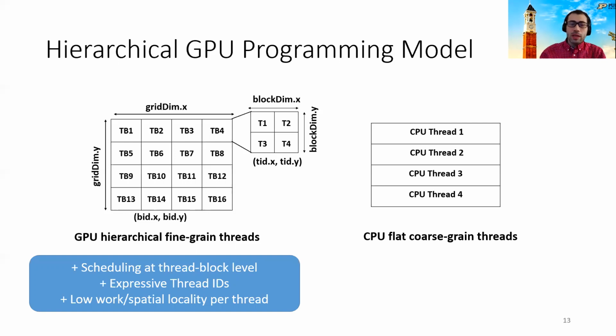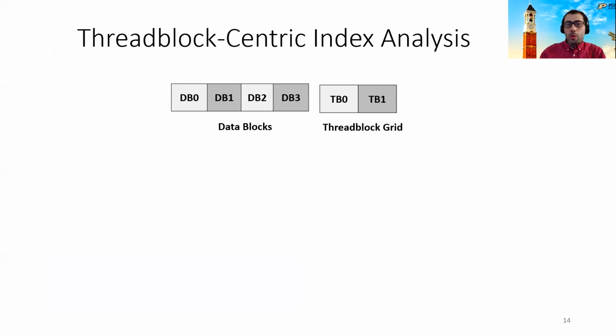This, combined with the expressiveness of the thread IDs in the GPU program, means an inter-thread block analysis must be performed to account for both the hierarchy of the grid and the dimensionality of the thread grid. So we propose Threadblock-centric index analysis, in which we create a one-to-one mapping between data and the thread block.